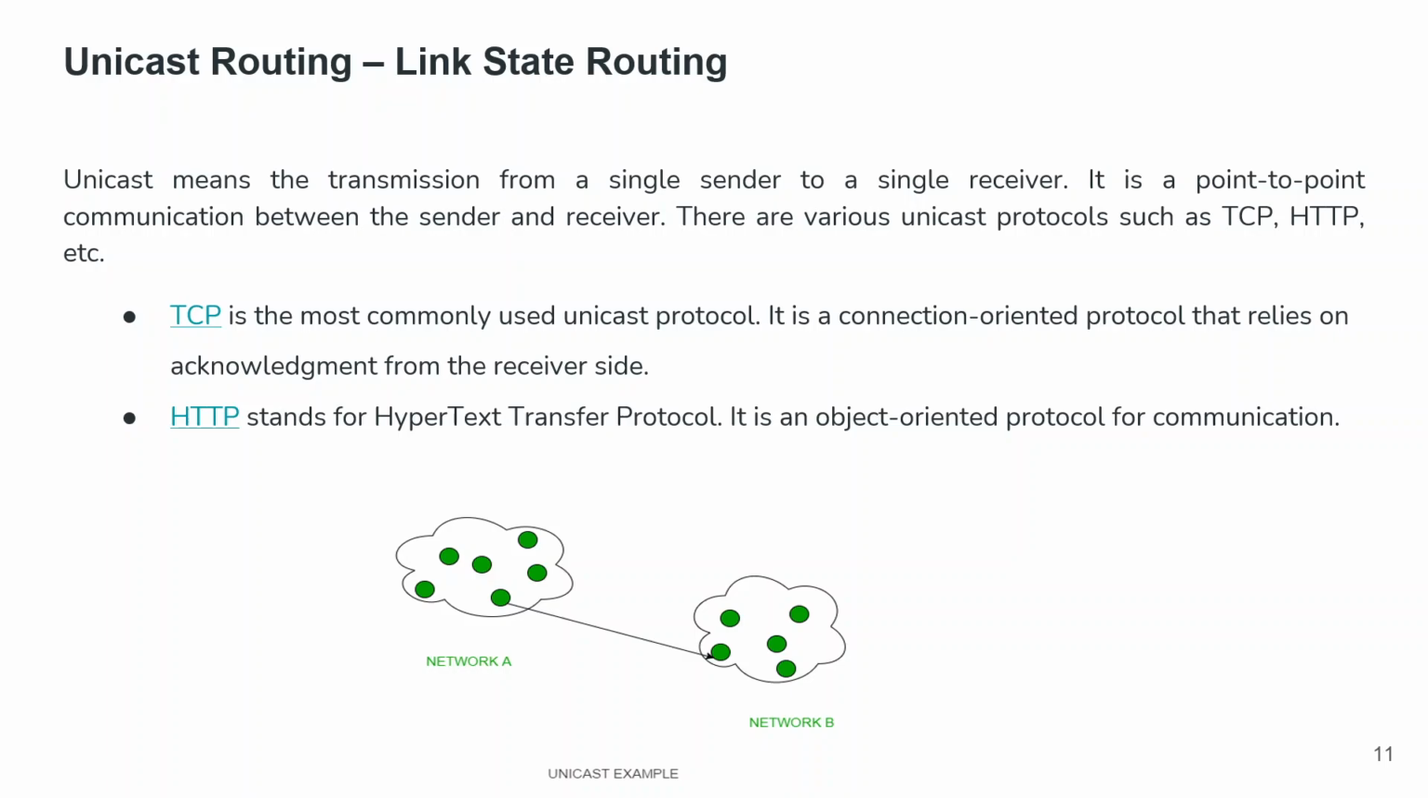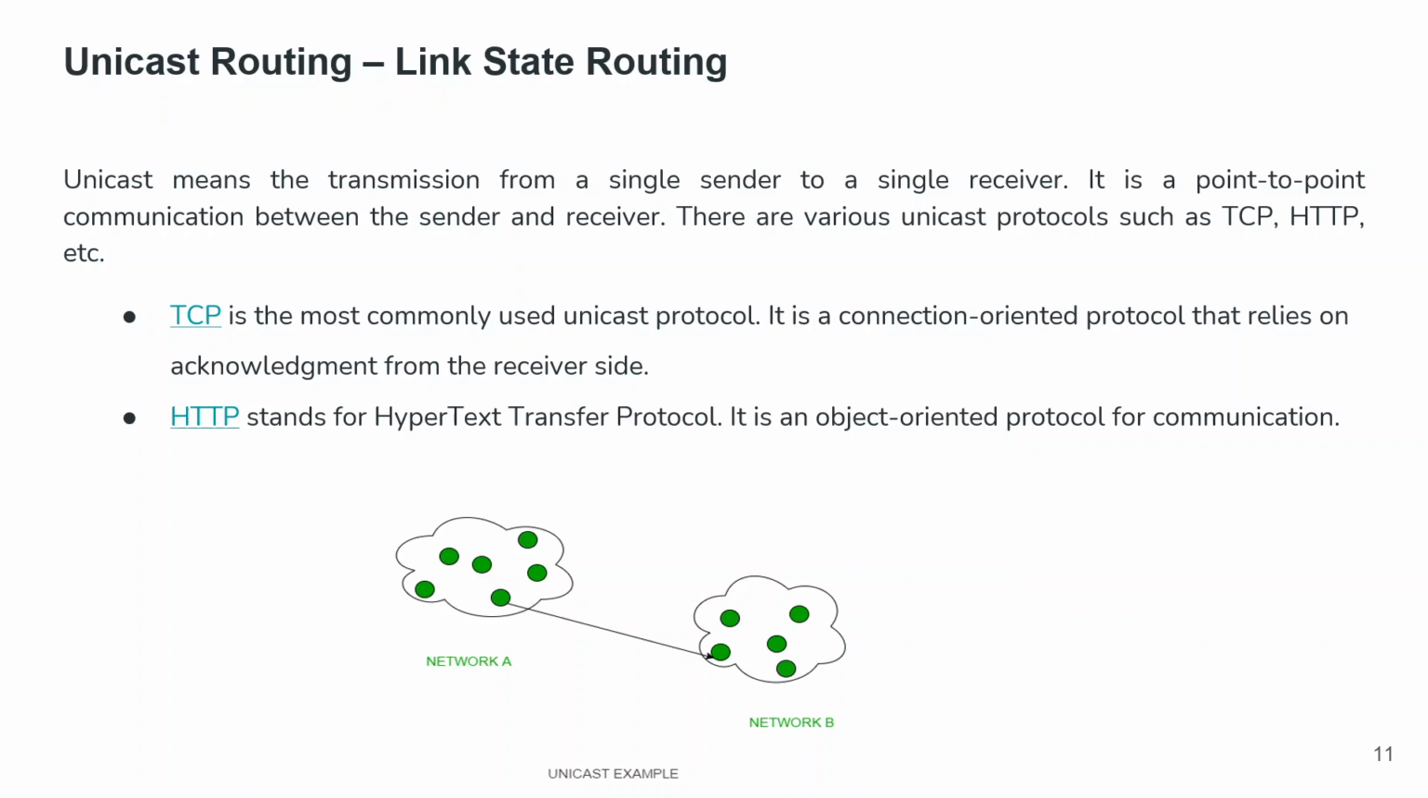So before moving on to broadcast, let us move further into unicast routing, that is link state routing. As you know, unicast means the transmission from a single sender to a single receiver. So it is a point-to-point communication between the sender and receiver. There are various unicast protocols such as TCP, HTTP, etc.